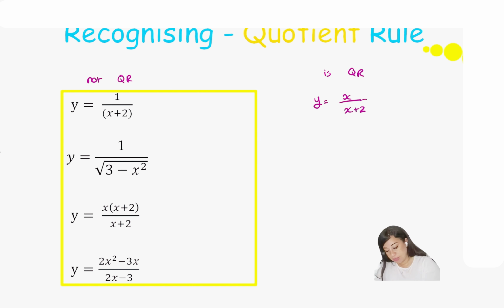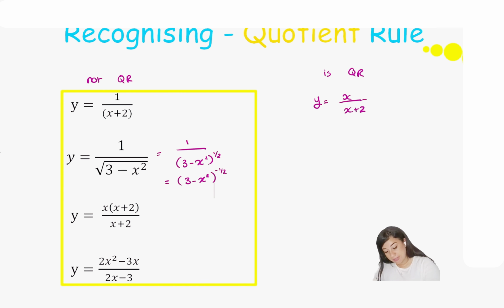Let's have a look at another example. This over here, if I had 1 over square root of 3 minus x squared, this can be rewritten as 3 minus x squared to the power of a half. And again, I can bring it up. So it can be 3 minus x squared to the power of negative a half. And that's just chain rule.